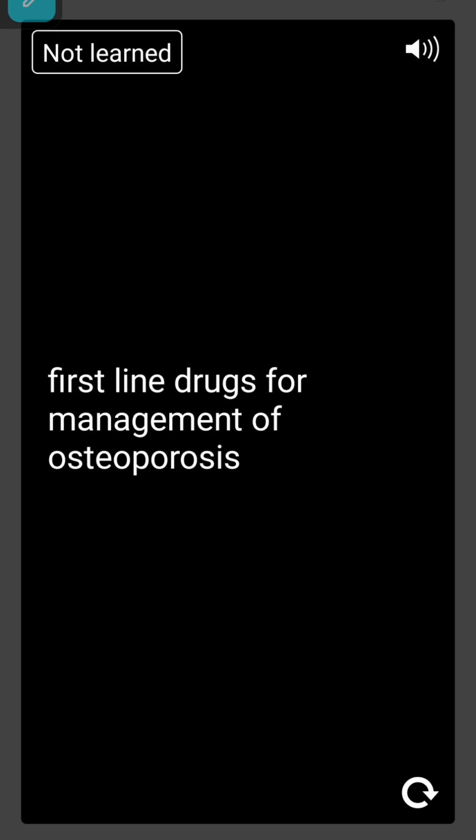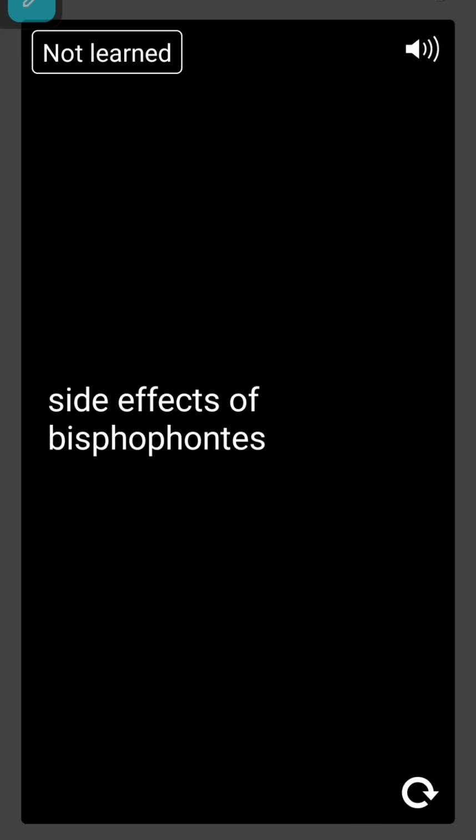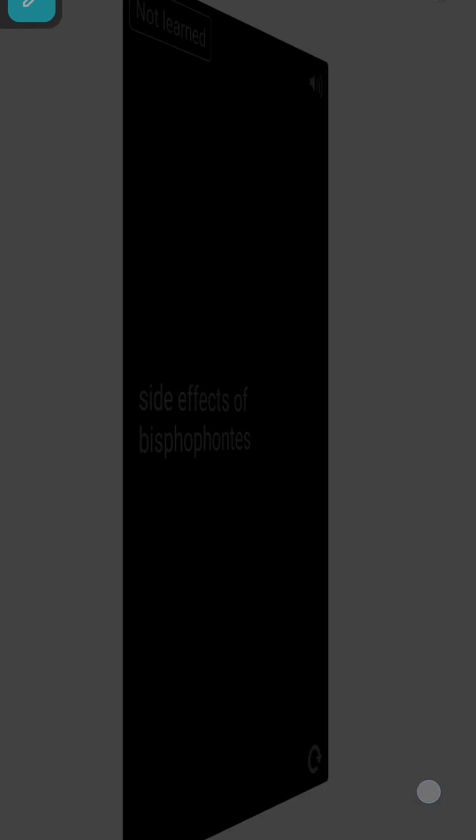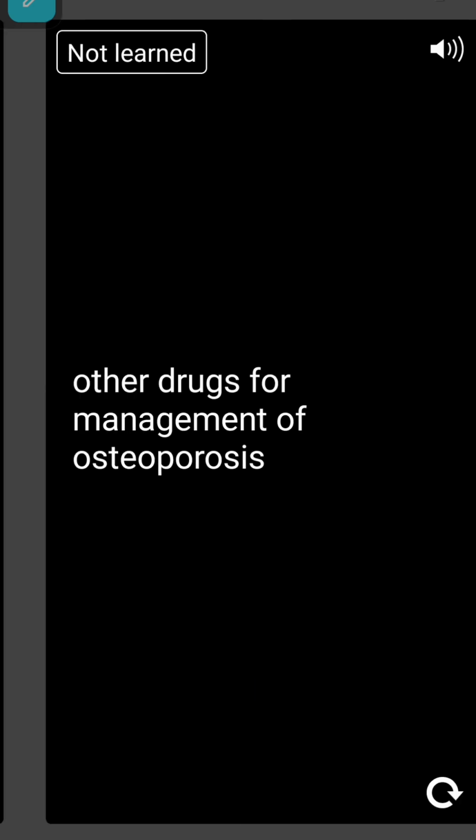First-line drugs for management of osteoporosis: bisphosphonates, risedronate, ibandronate, zoledronate. Side effects of bisphosphonates: after 5 to 7 years of use, they decrease osteoclast activity too much, so atypical fractures around the hip are seen.